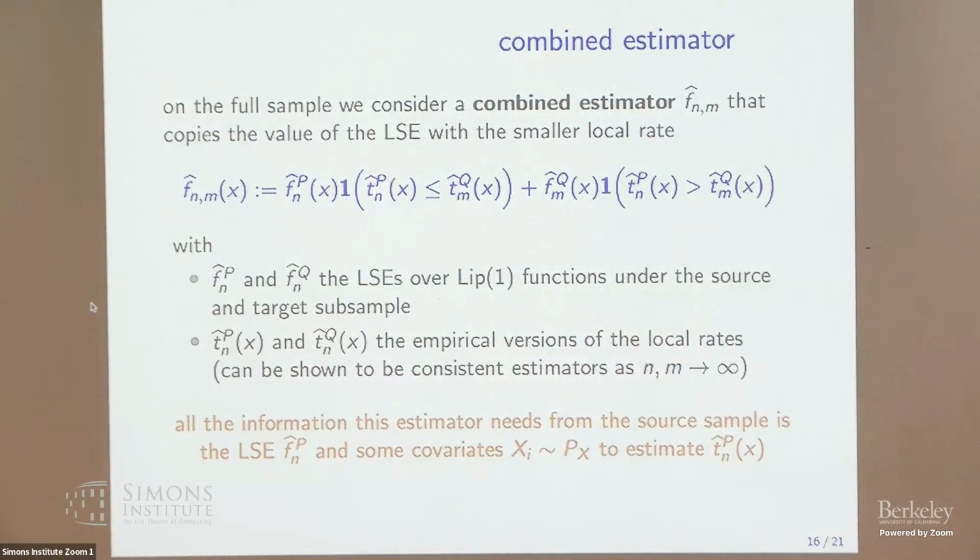It's only about the design distribution. So we only need the covariates. If someone gives us a few covariates also from the first sample, we should be able to do that because we just need consistency for that part.